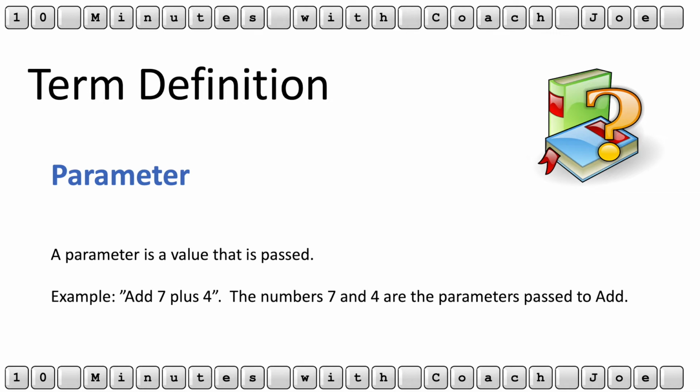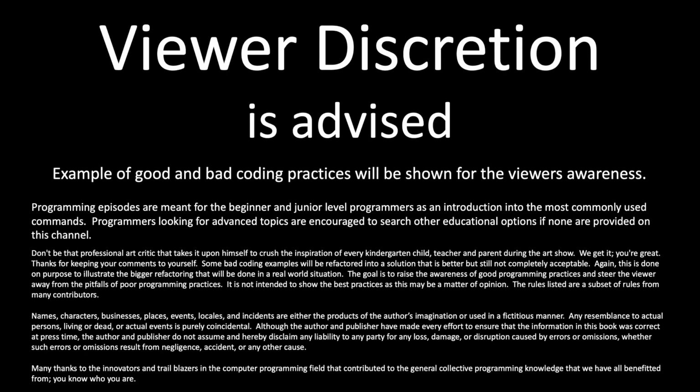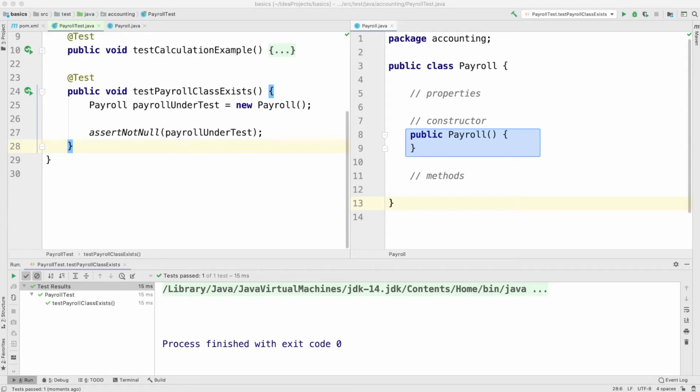A parameter is a value that is passed. An example is, if you were to add two numbers together, you would expect two parameters, the two numbers that you were going to add. The code shown will be discussed in more detail in the following lessons. For now, just type and follow along. Here's the code for the empty constructor.